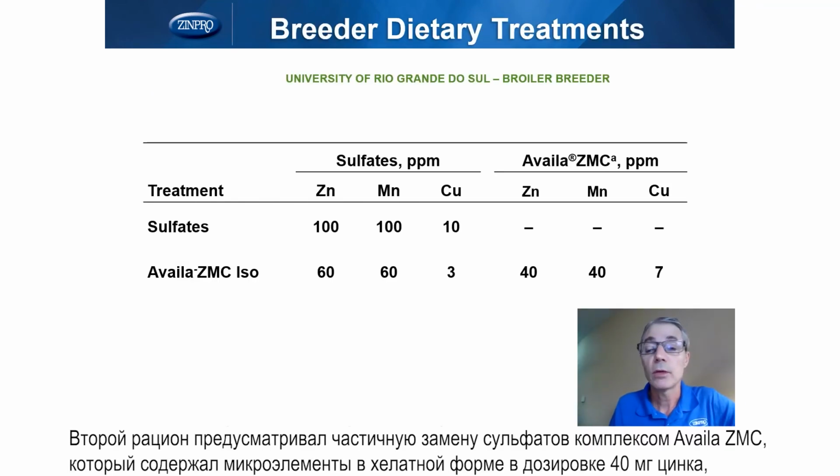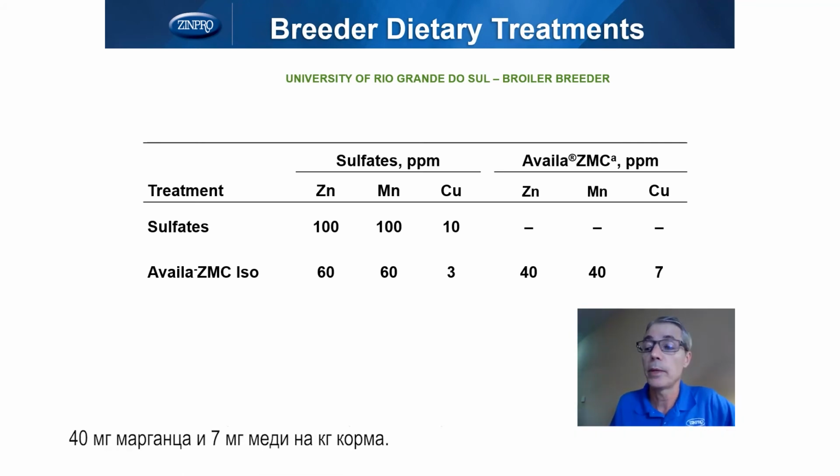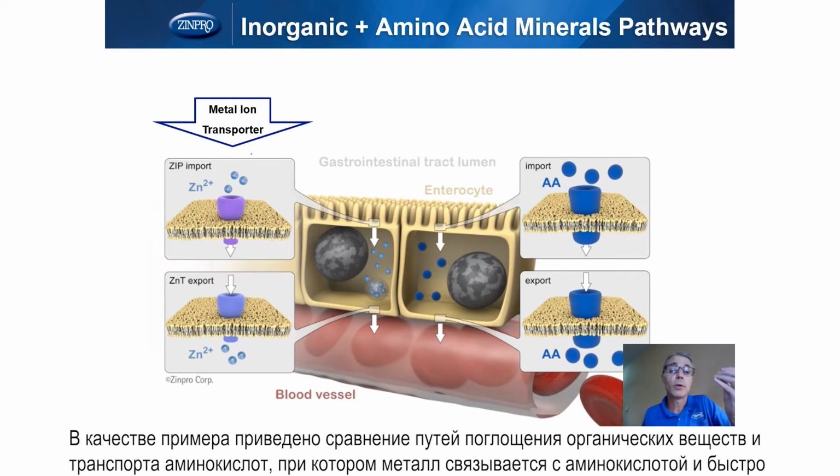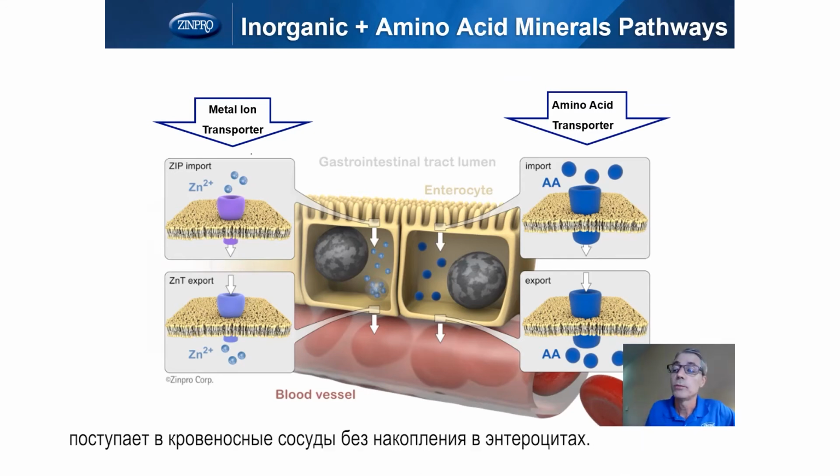The second treatment was a partial replacement with Availa EMC, which is the amino acid binding to the metal. There is a replacement of zinc at 40 ppm, manganese at 40 ppm, and copper at 7 ppm. To illustrate, here you can see the comparison with the inorganic pathway, and also the amino acid transporter, where the metal is attached to the amino acid and quickly transferred to the blood vessels without needing to be stored in the enterocyte.